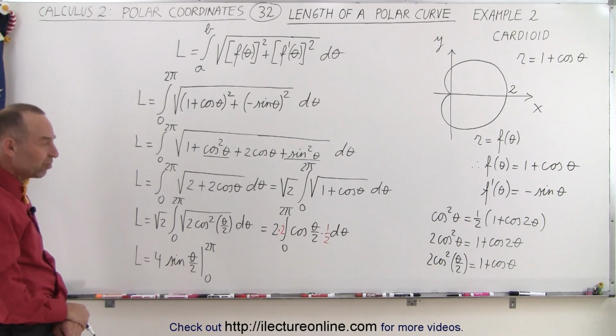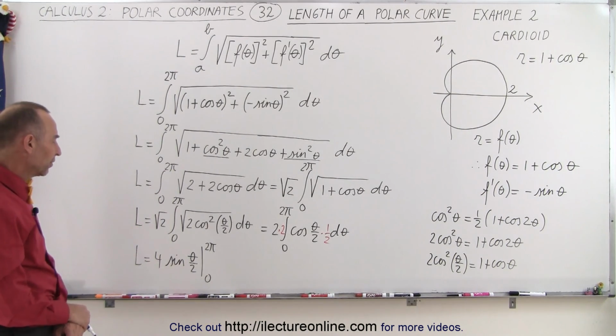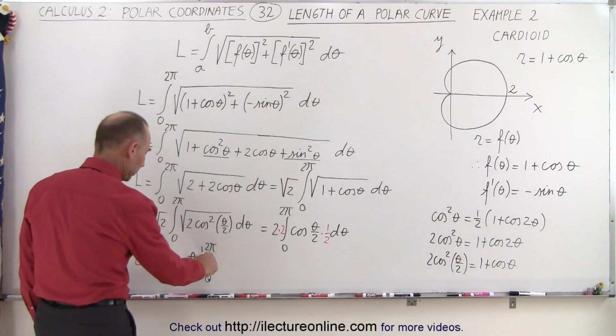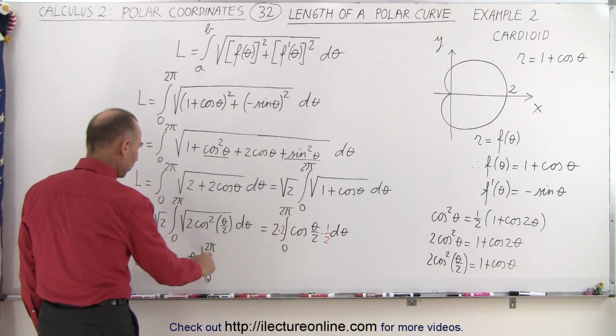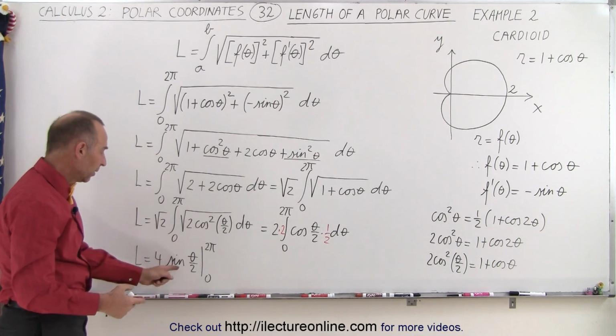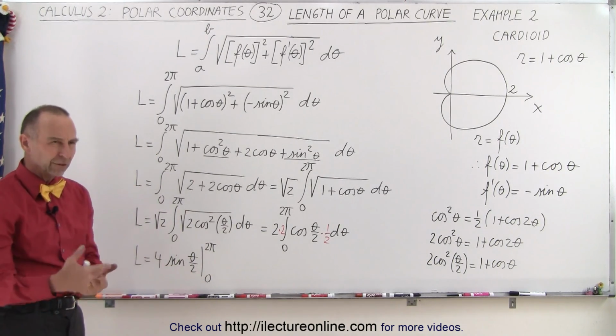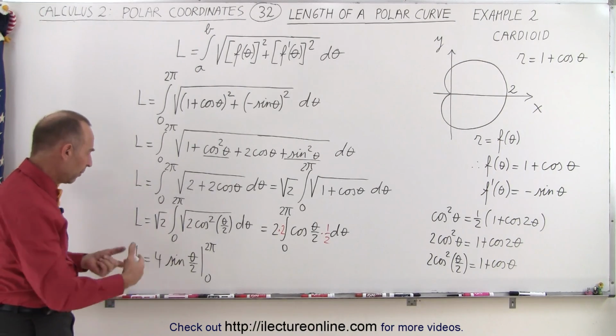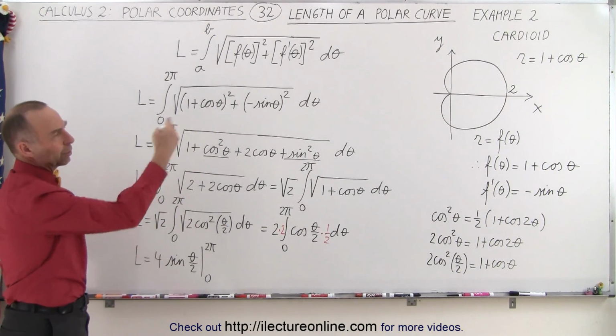Now, there's a bit of a problem with that. Because if I now plug in the limits, if I plug in the upper limit, notice that 1/2 of 2 pi is pi, the sine of pi is 0, and when I plug in the lower limit, I get 0. I get 0 minus 0 is 0, so apparently the length would be 0, which we know cannot be the case.